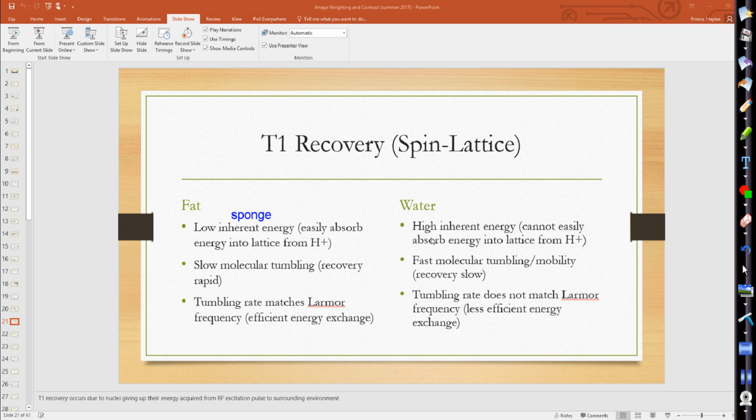And then let's talk about water. So water is just the opposite. It has a high inherent energy, so think of the paper towel, where it's not able to absorb that energy into the lattice as easily. It has a faster tumbling and a faster precessional frequency. So it does not match the Larmor frequency. So when you have two precessional frequencies that are not exactly the same, you're not going to get an efficient exchange of energy. So it recovers a lot slower.